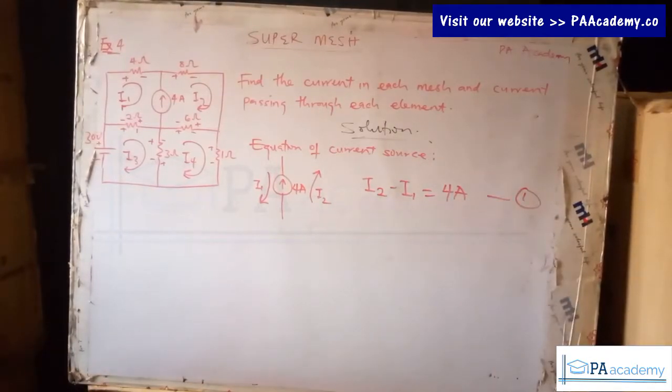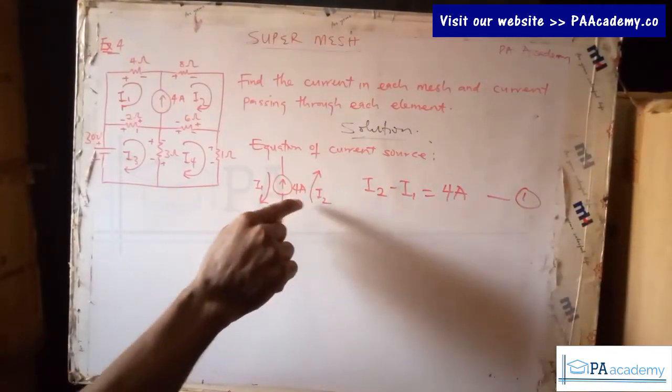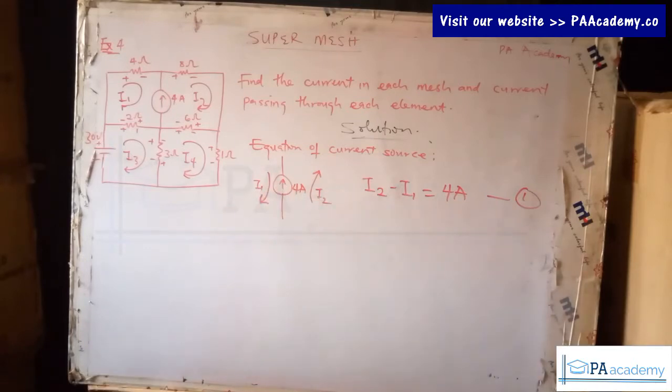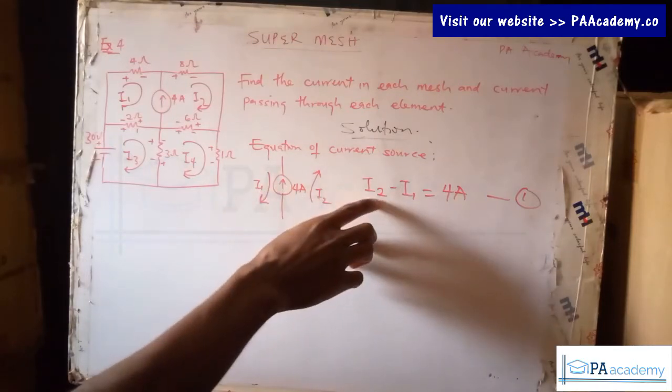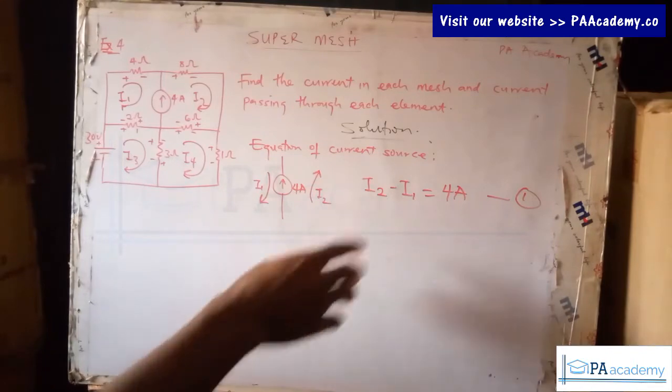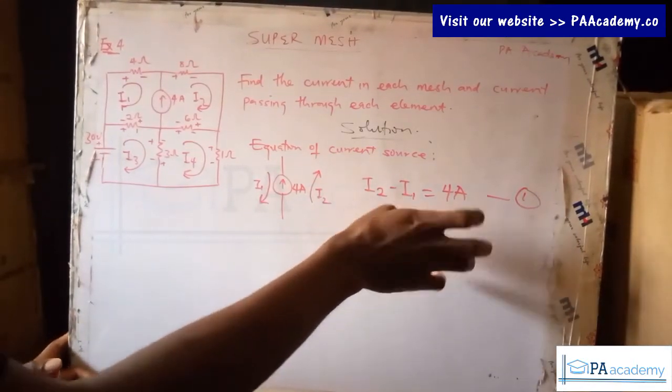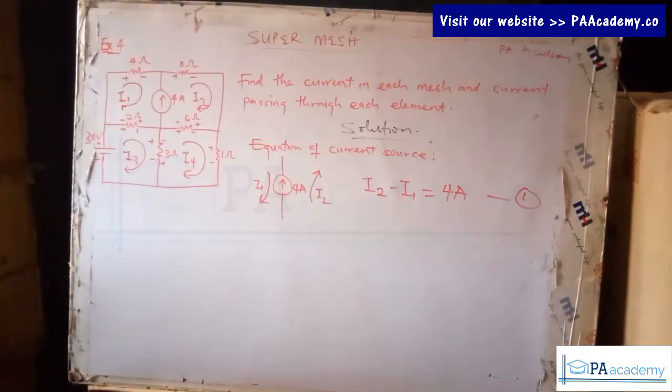Don't forget, I said the reason why I2 comes first is because it is in the same direction as the current source itself. That means the value of I2 is higher than I1. Once you do all the calculations, you get your I2. If you subtract I1 from it, it will definitely give you 4. You can test that with some of the previous examples, and then you get what I'm saying.